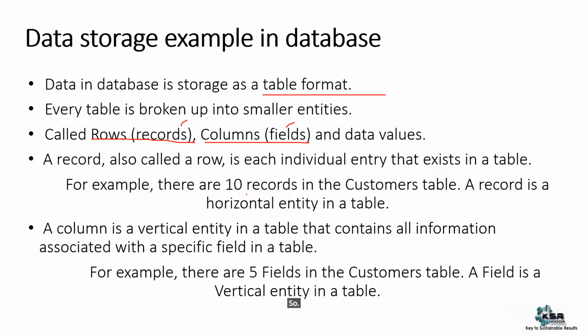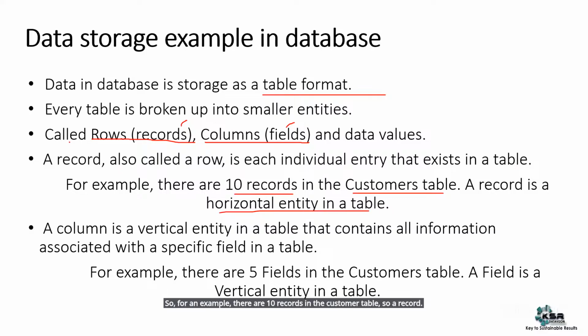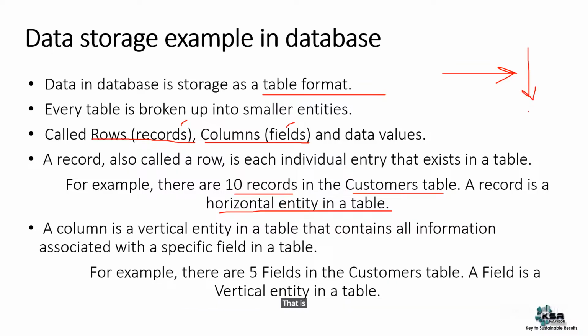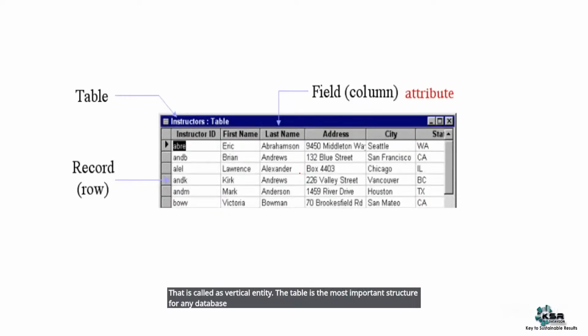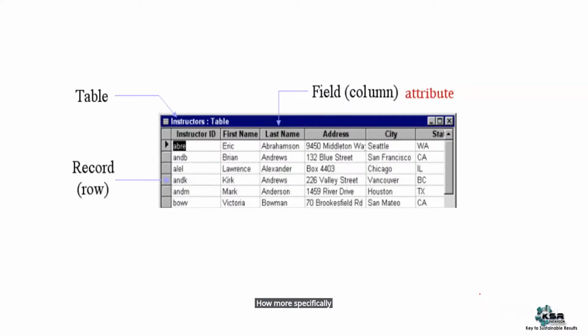For example, there are 10 records in the customer table. A record is a horizontal entity, which means it goes from left to right. Whatever information is kept from top to bottom in a column is called a vertical entity. The table is the most important structure for any database. This is how a table should look. We have already seen a table, but this is more specifically how the information is stored in the database.